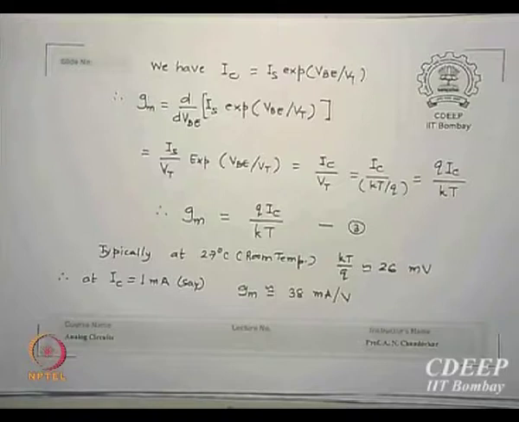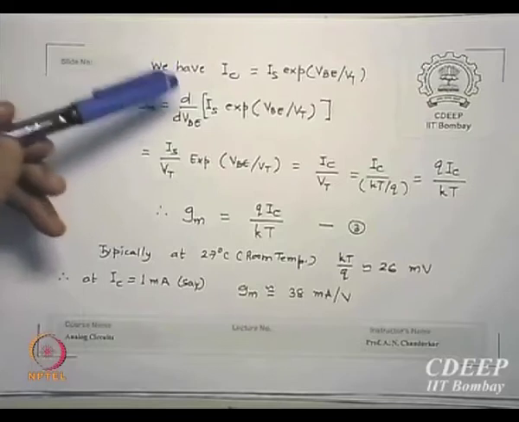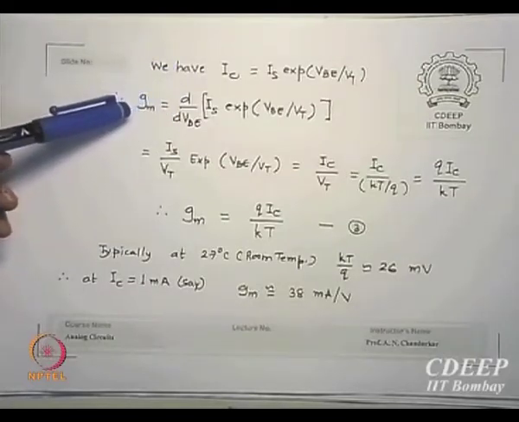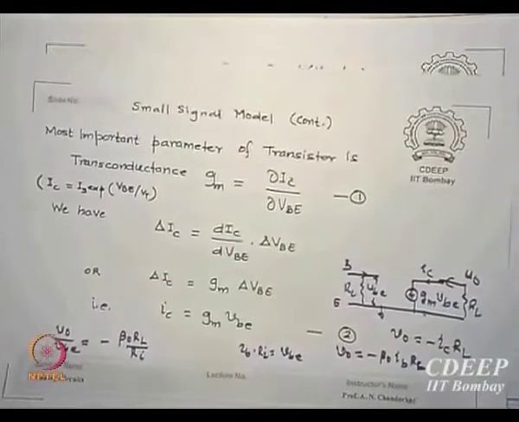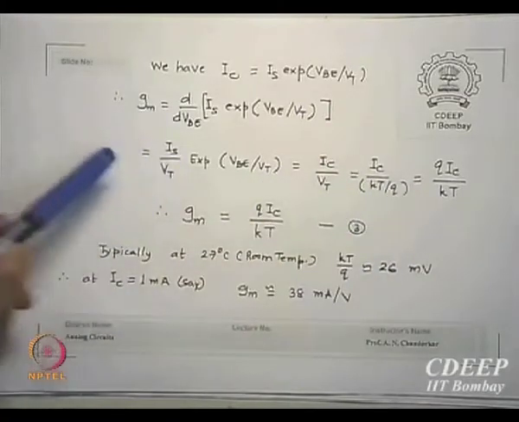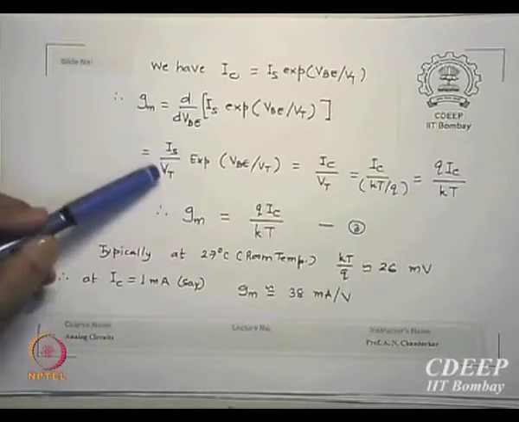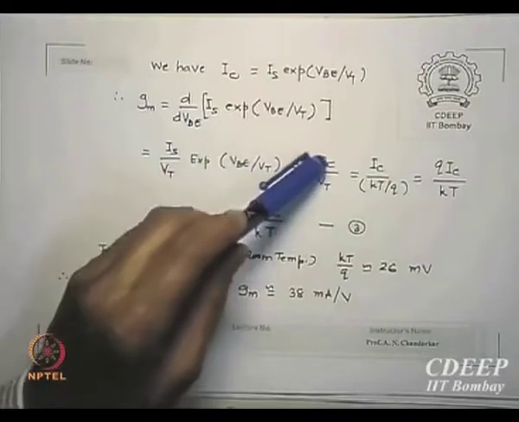Just now I said IC, the collector current, is equal to Is some proportion e to the power VBE by Vt. This is from the theory of a transistor. So if I want to have a definition of gm, I know, just now I wrote an equation of gm as delta IC by delta VBE. So I differentiate this equation, and I get Is by Vt exponential VBE by Vt. This is again the IC current, so it is IC by Vt.